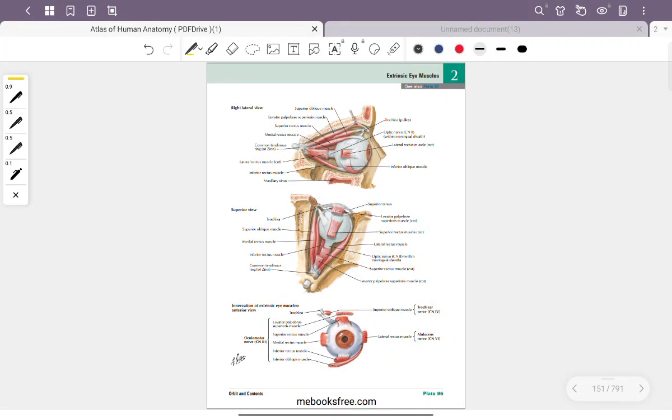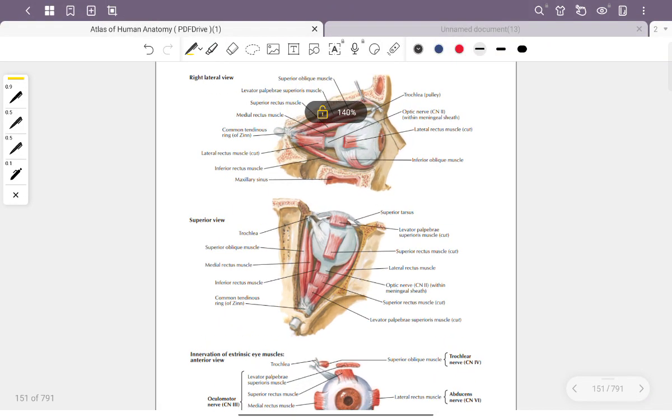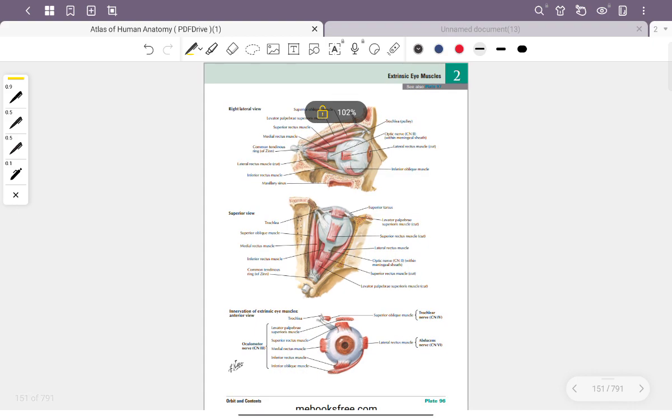Hi guys, today we're going to discuss the extrinsic eye muscles. You can see this picture, which I've taken from the book Atlas of Human Anatomy by Netter. In this picture, we're going to study the muscles which are located just outside the eyeball. That's why they are called extrinsic eye muscles.